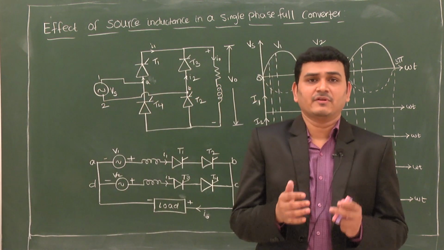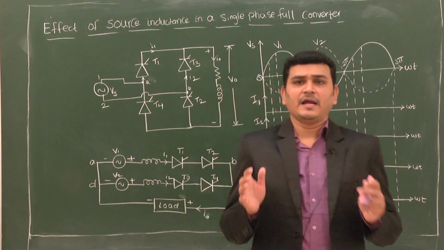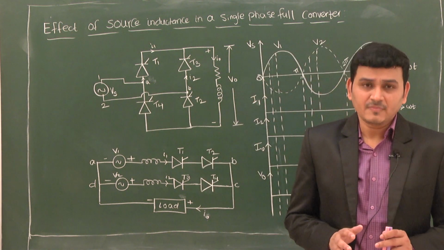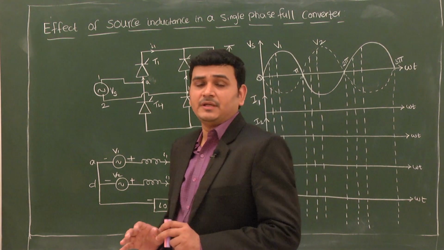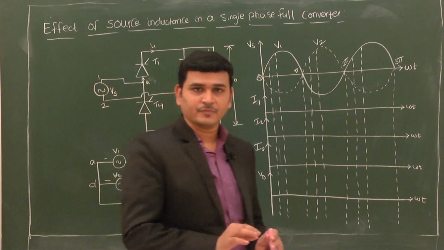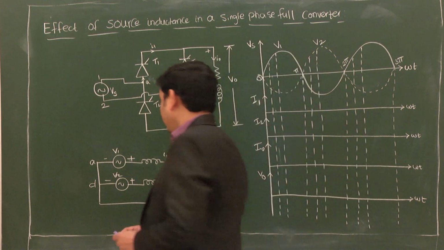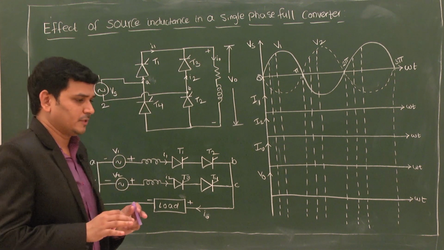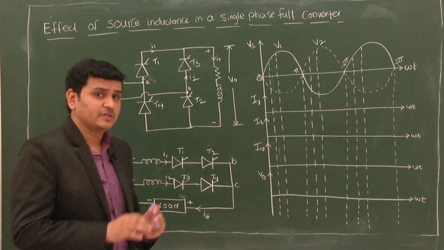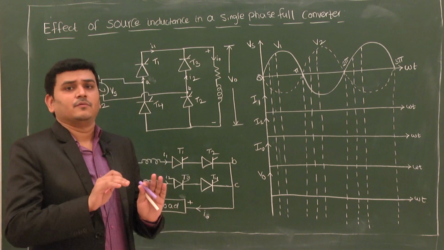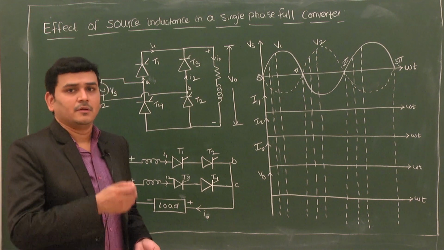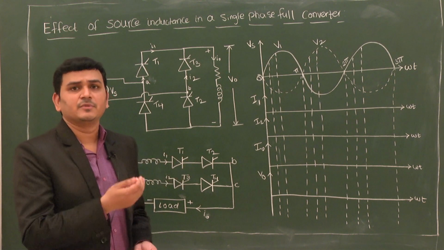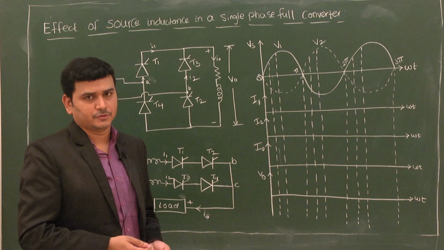That means the derivations and the average voltage which you have obtained are for the ideal case where we have not considered source inductance or source resistance. But in general, there will be the presence of source impedance. If I assume the impedance is of resistive type, then there will be some drop across the resistance, and accordingly there will be some reduction in the output voltage.